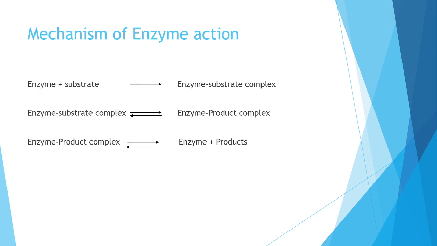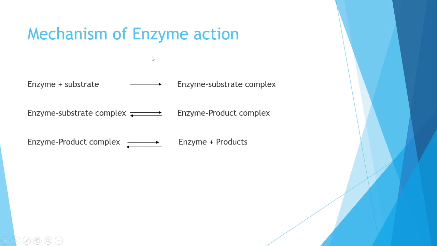And the last topic is the mechanism of enzyme action. How does this enzyme act on different substrates? What is the mechanism of enzyme action? This is very simple. It has three steps. The first step is enzyme plus substrate. That means the enzyme combines with the substrate to give an enzyme substrate complex. That is the first step. This enzyme substrate complex is a single complex.